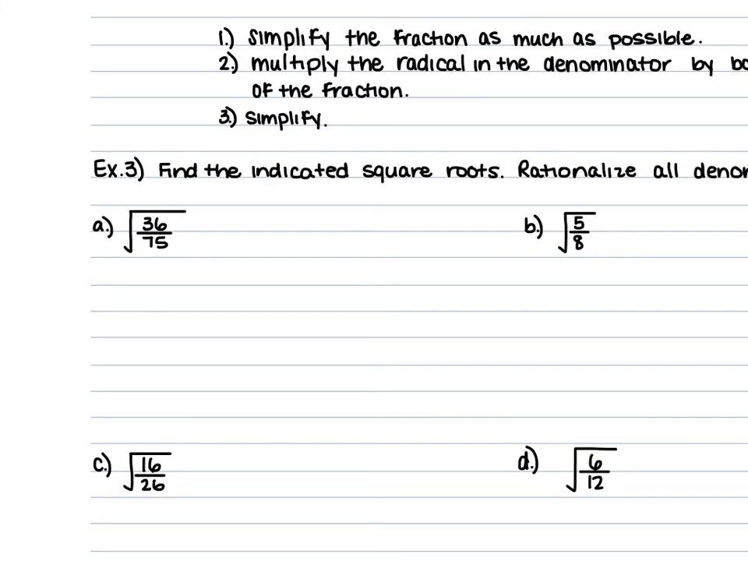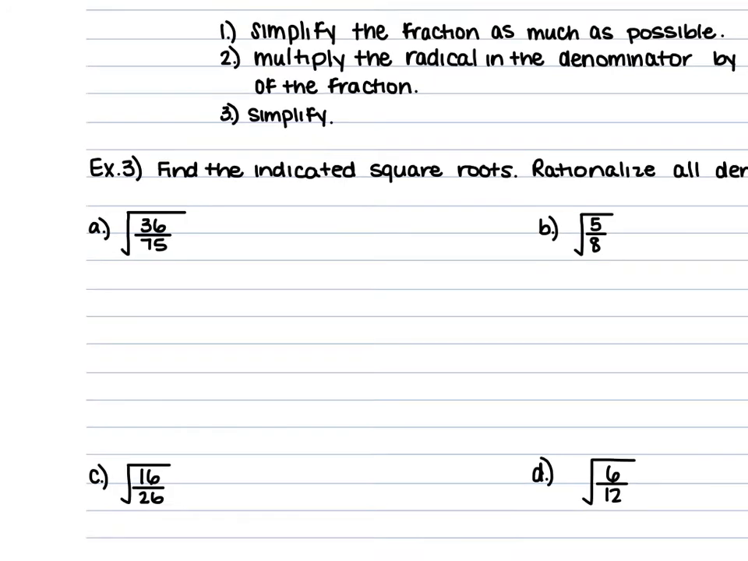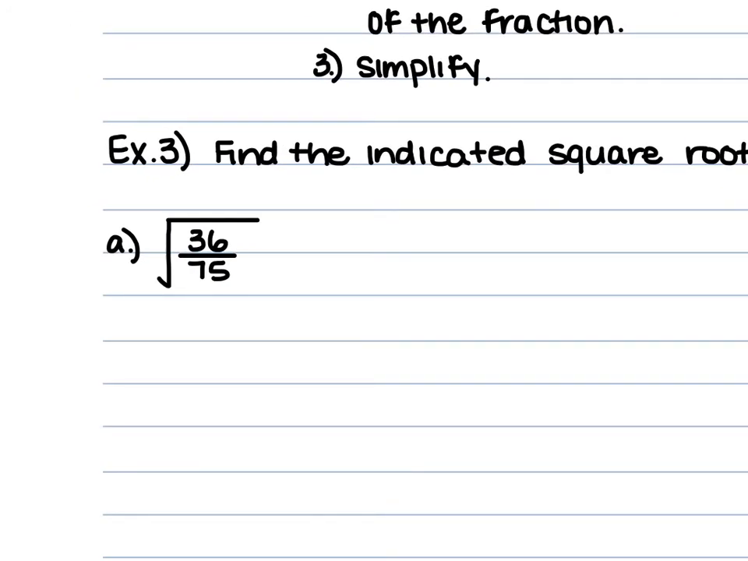For these fractions, if we can simplify these fractions, we are going to do so. If not, we're going to just take the square roots of them. So with A, with the square root of 36 over the square root of 75, the square root of 36 is 6 times 6. The 75 is 3 times 25, which is 5 times 5. So this can be rewritten as 6 over 5 square root 3.